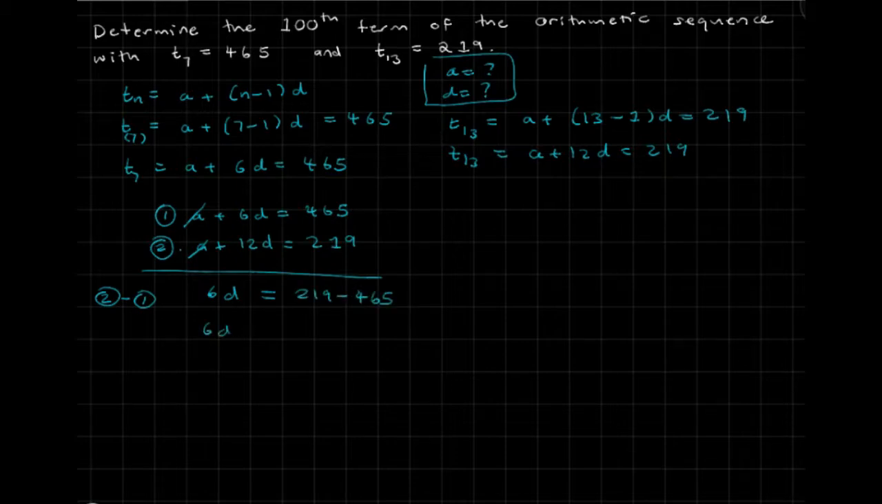Okay, so 6d is equal to negative 246. And if you want to solve for d, I'm going to divide by 6 and then repeat the same thing to the other side. D here is equal to negative 41. Okay, so the common difference, you're adding negative 41 to the previous term to get to the subsequent term.